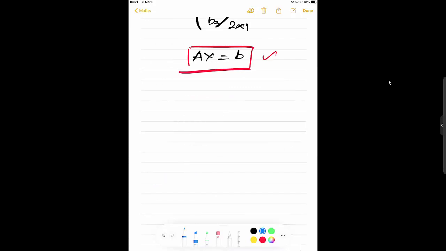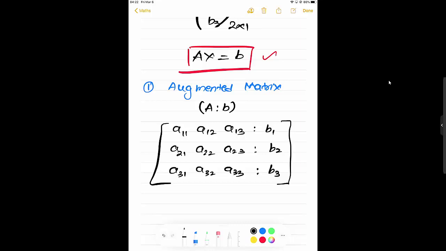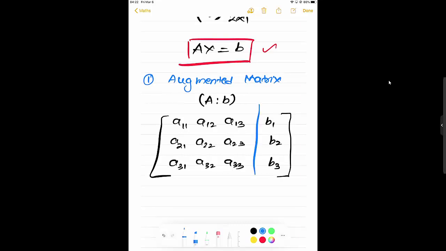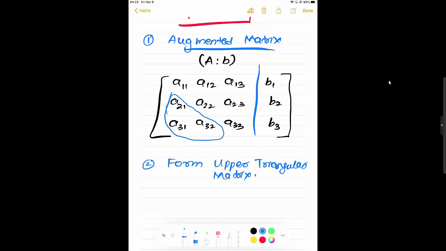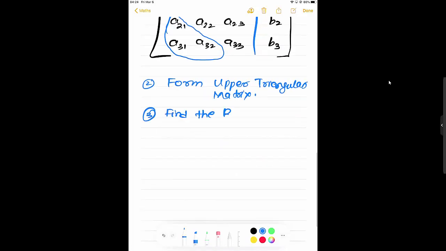In order to solve this problem, first we have to form the augmented matrix A colon B. You have to form the matrix like this, that is, form the augmented matrix. Here you can put a colon, or if you are not fine with that, you can put a line like this, anything is fine. So the first thing, you have to form the augmented matrix. The second step is to form the upper triangular matrix using row elementary operations. Then find the rank, and this rank helps us decide whether the problem falls under unique solution, infinite solutions or no solution.